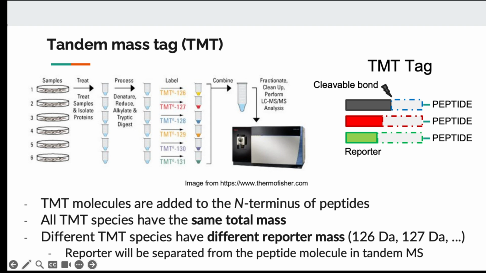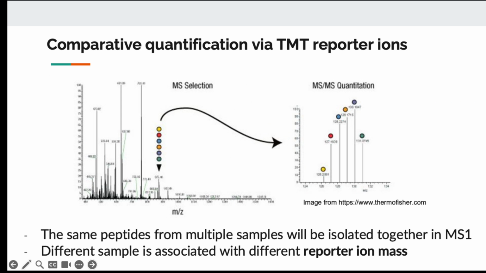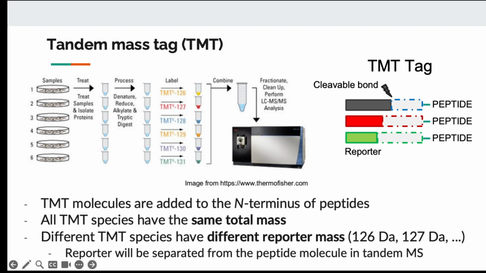So for example, in this example, we have a TMT with 126. This means that the reporter ion here is 126 Dalton. TMT 127 means that this reporter part is 127 Dalton. But the entire molecule weighs the same. So what happens with this design is, when you tag a peptide from sample 1 with a certain type of TMT, a peptide from sample 2 with a different type of TMT, and a peptide from sample 3 with yet a different type of TMT, and you mix these samples together.